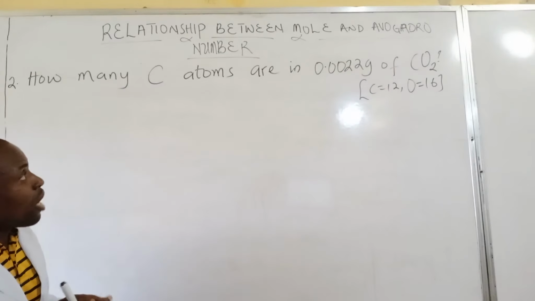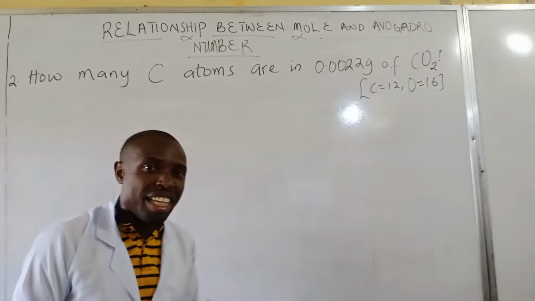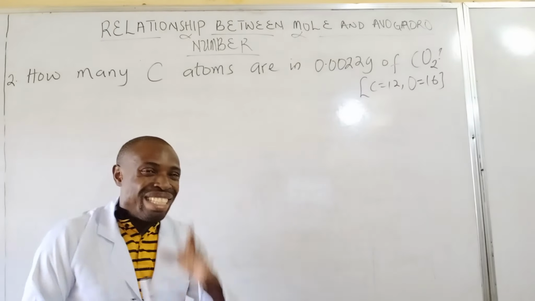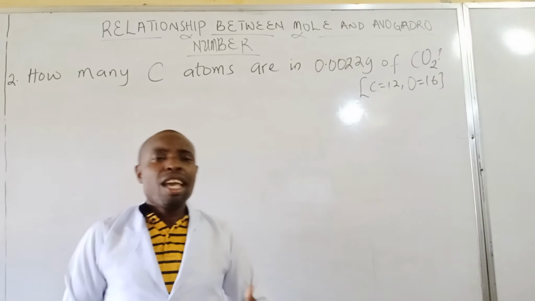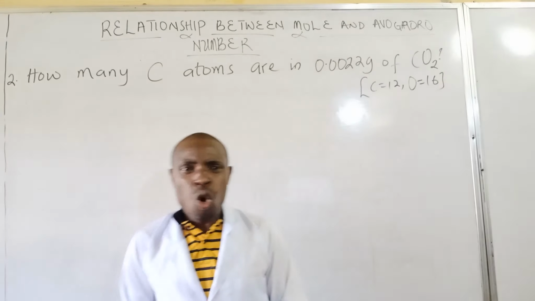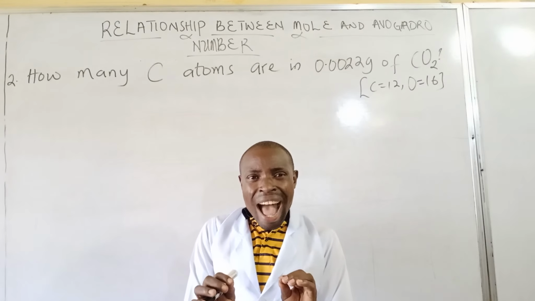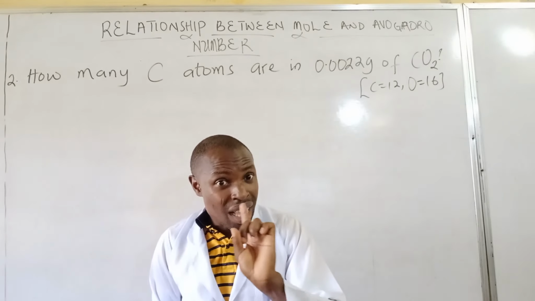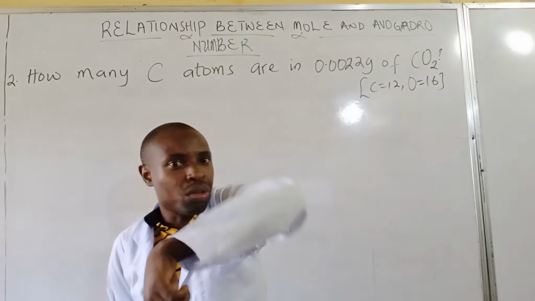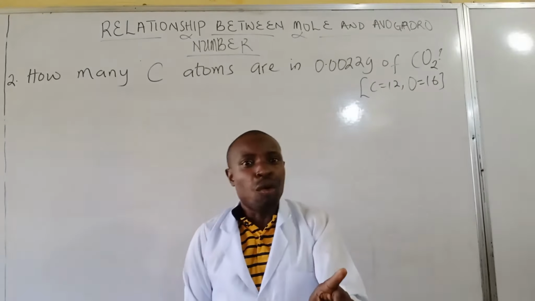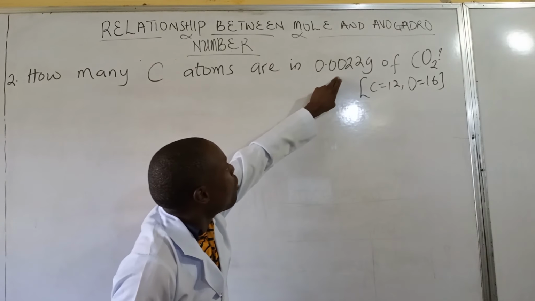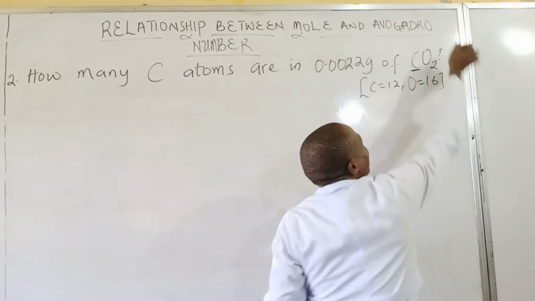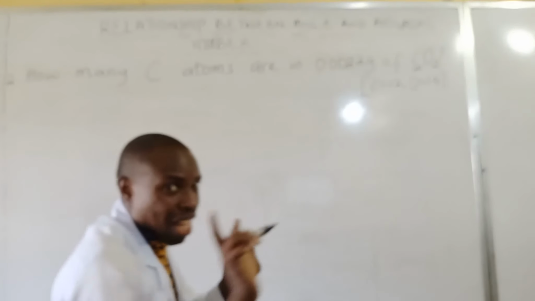The second question says: how many carbon atoms are in 0.0022 gram of CO2? This question is very simple. Chemistry has a unique format, which is understanding the rudiments and how a particular question is solved, and how that can be applied to other questions. They have asked how many carbon atoms, meaning the number of particles, are in 0.0022 grams of CO2. So you are looking for the number of atoms of carbon in this compound, CO2.